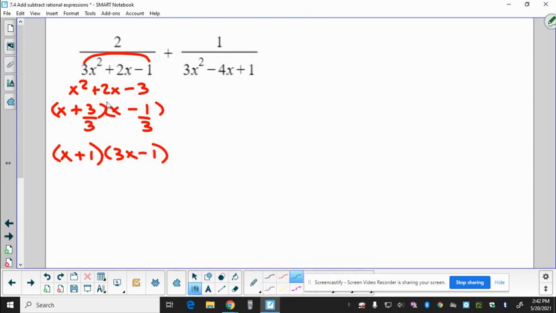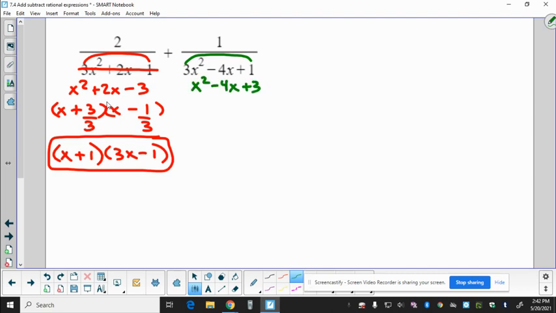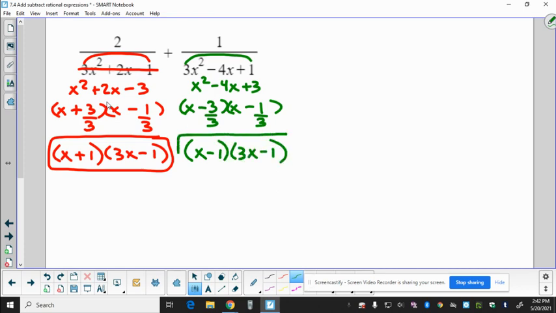Let me check out the other denominator. So maybe I'll put a box around that. That takes the place of that. Slide the 3, coincidentally. Let's try a little factoring here. We're going to need a negative 3, negative 1. Divide by 3. x minus 1, 3x minus 1. And that takes the place of that denominator. Look at that carefully.